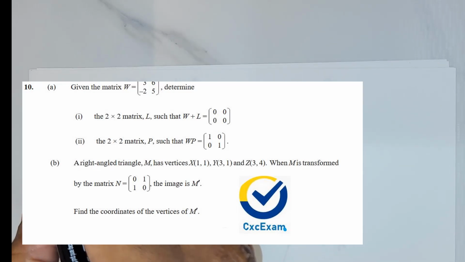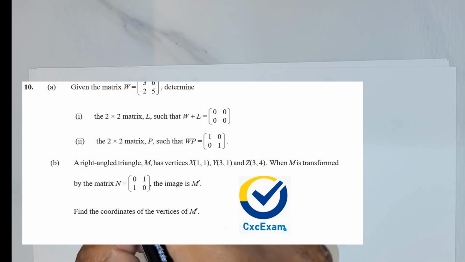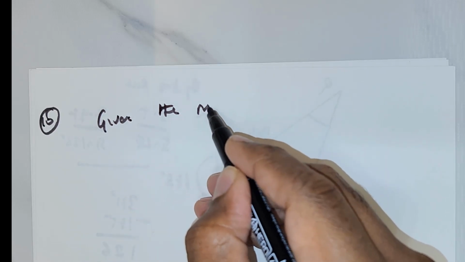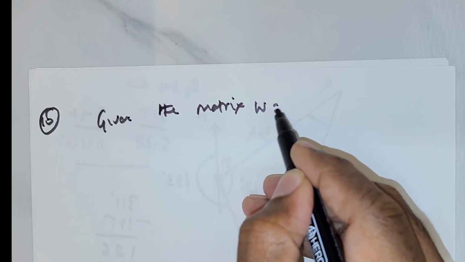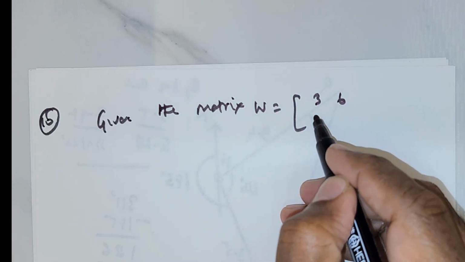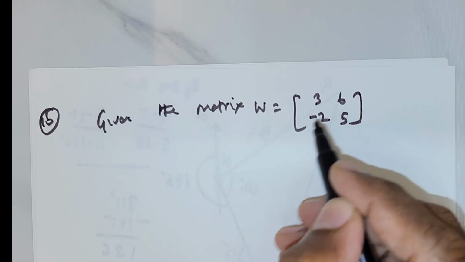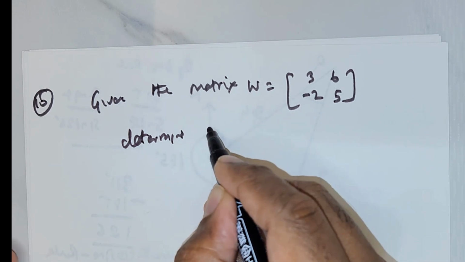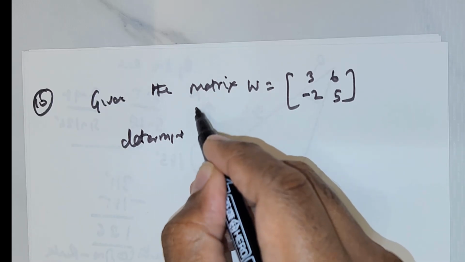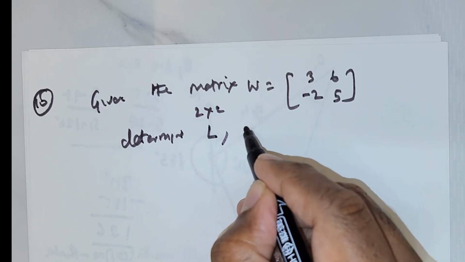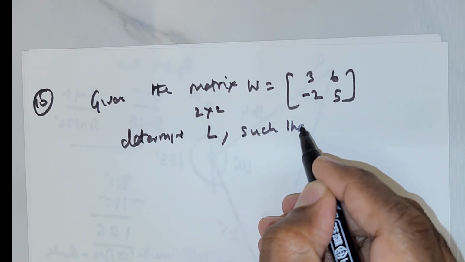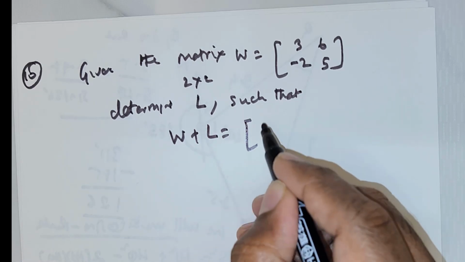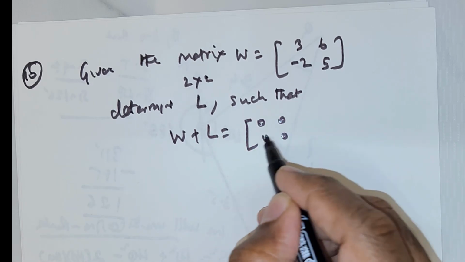Okay, this is question number 10. We are given the matrix W as 3, 6, negative 2 and 5. Determine the 2 by 2 matrix L such that W plus L is 0, 0, 0, 0.